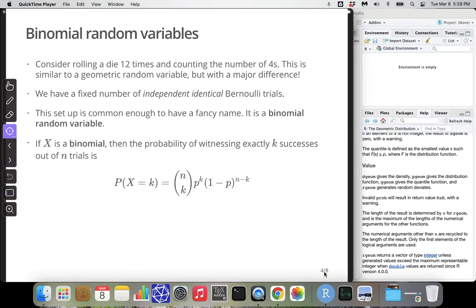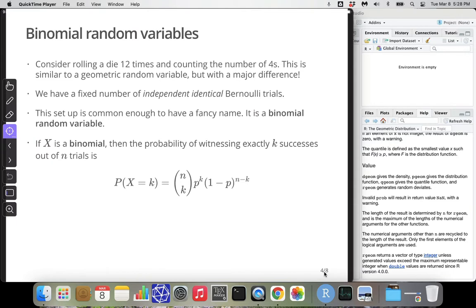So what is a binomial random variable then? Like in the geometric random variable video, we're going to motivate this with an example. So instead of rolling a die until we get our first success, we want to fix the number of trials that we have. So we're going to consider rolling a die 12 times and then count the number of 4s we get after rolling the die 12 times. So we have a fixed number of trials and we're counting the number of successes.